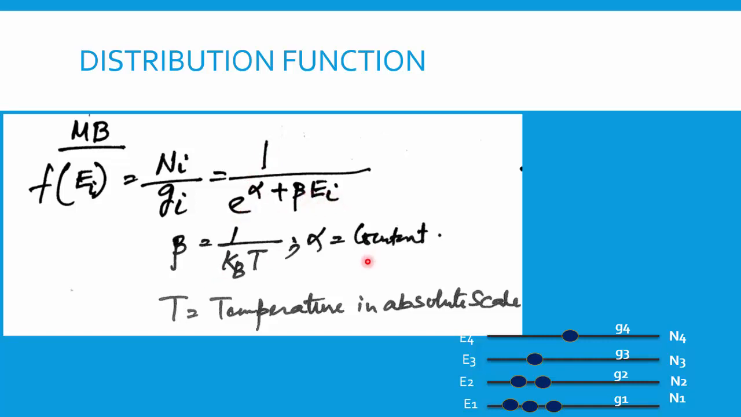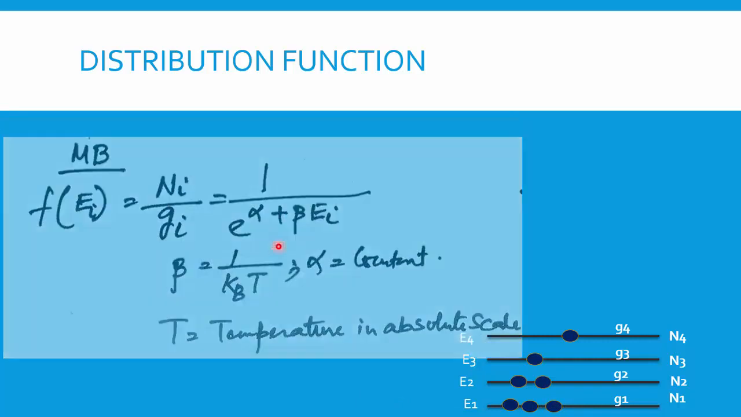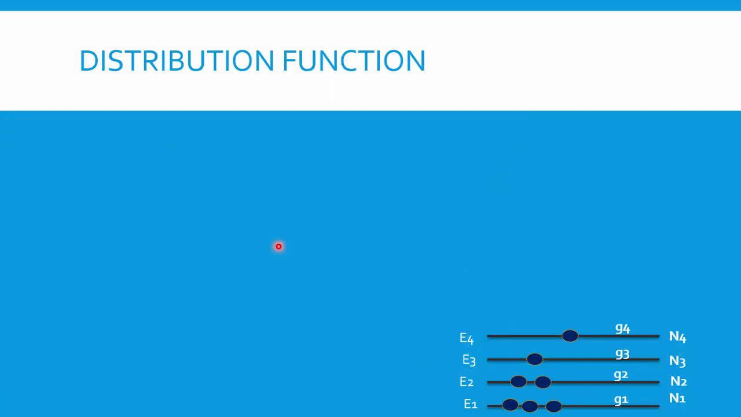What is alpha? Alpha is constant and beta is 1 by kT, where k is Boltzmann constant and T is temperature in Kelvin. So on the right hand side you have a function of temperature. Even alpha is also a function inversely proportional to temperature. So it means that this distribution, that means the number of particles with respect to quantum state, might change by the influence of temperature. So when your distribution has an influence of temperature, you have the distribution function, which is for the Maxwell-Boltzmann that I just explained to you.